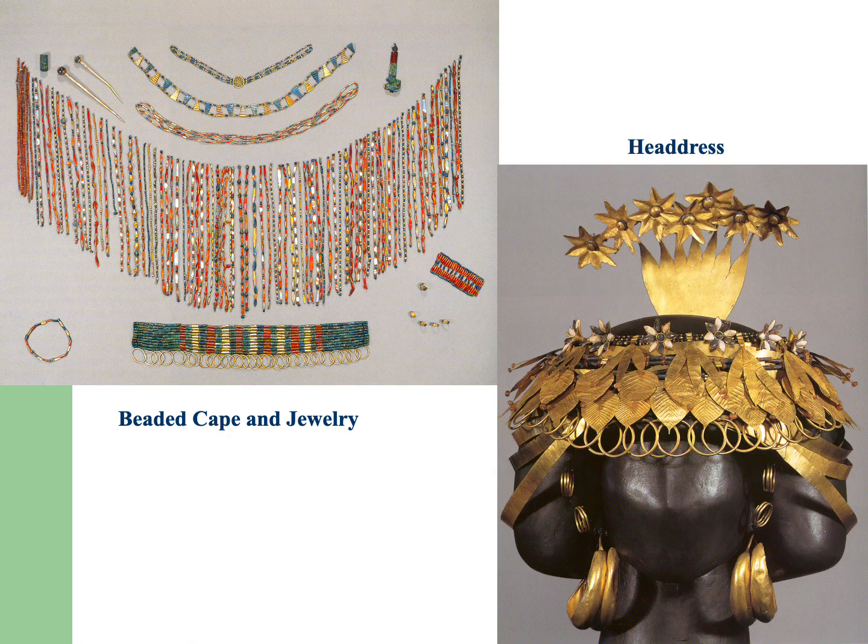Here's some of Queen Pu'abi's jewelry. This is her beaded cape made of coral and turquoise and malachite and gold. You can see some of the hairpins on the top left, bracelets and rings. And then this is her headdress here.